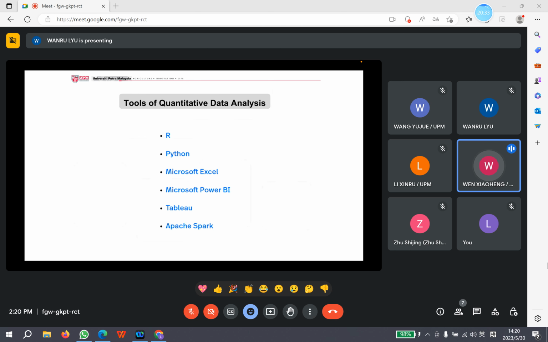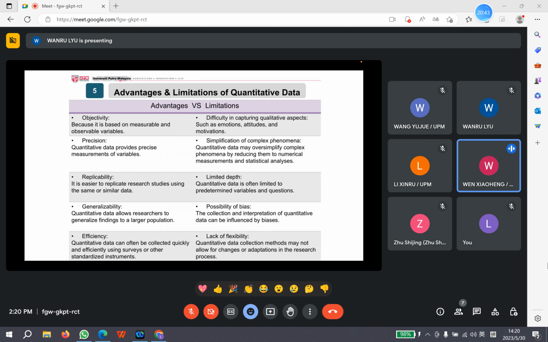And here are some of the tools that we usually use for quantitative data analysis. Next, please. And in the last part, I'll mention the advantages and limitations of quantitative data.